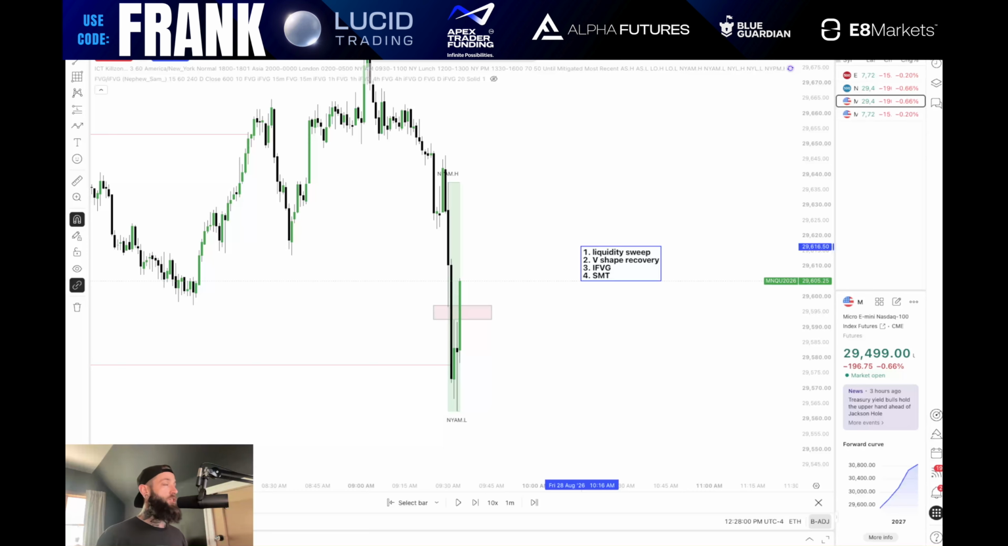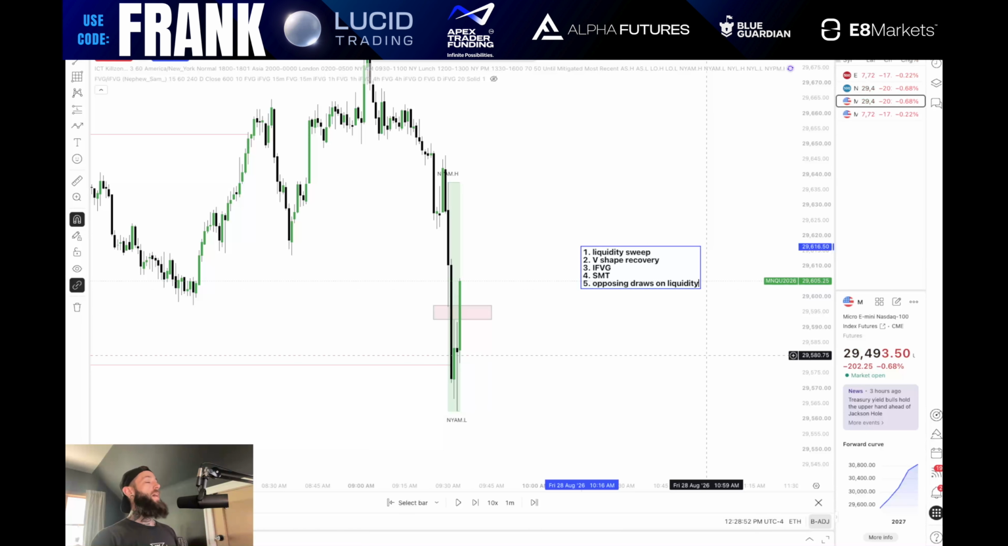Number 4, like I just mentioned, we had an SMT with ES. So we swept out the lows on NQ. We did not sweep on ES. ES is already V-shaping and heading higher. I'm using this as an optional confluence, an additional cherry on top confluence to let me know that this trade is even further high probability.